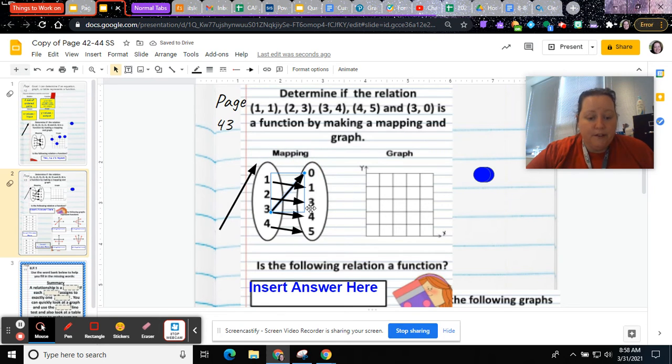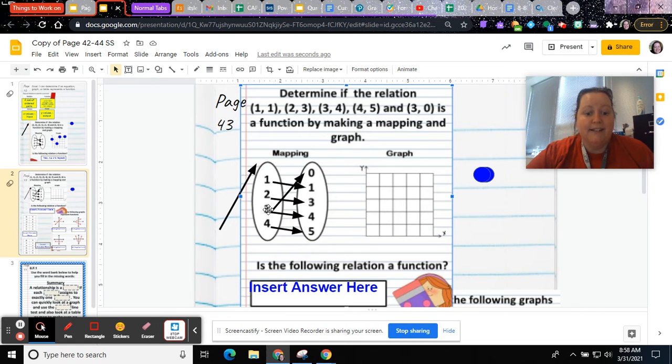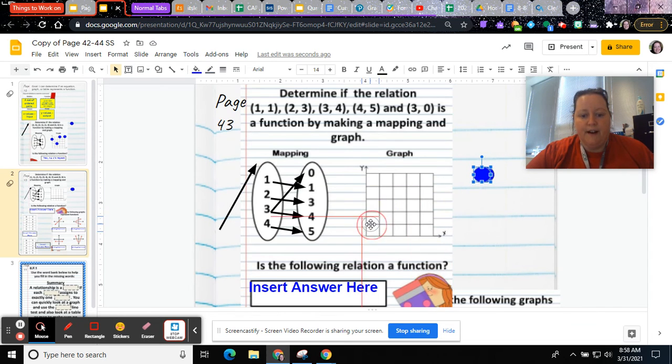Okay, so this one you can tell is not a function because when you look here, 3 goes to 2 different numbers. Since the x repeats, it is not a function. Let's look at what it looks like on a graph.